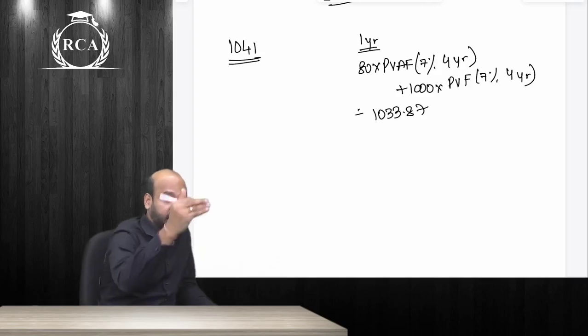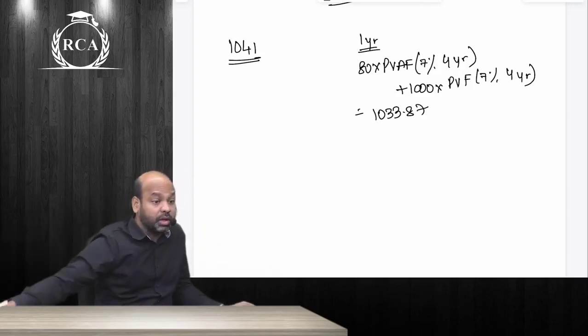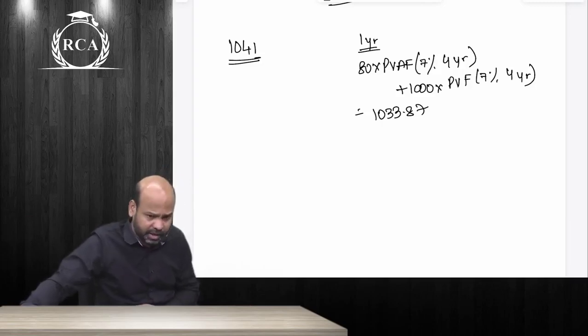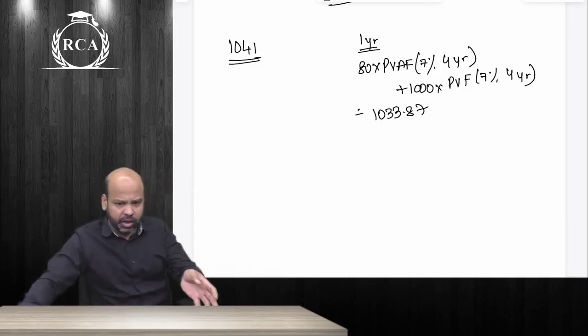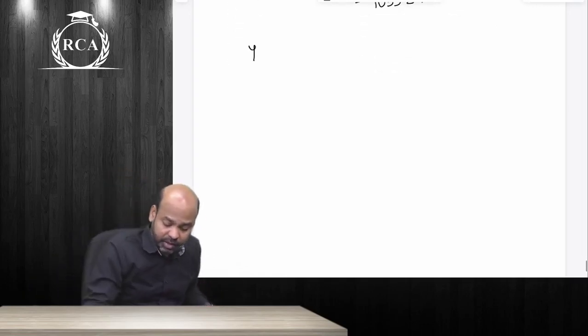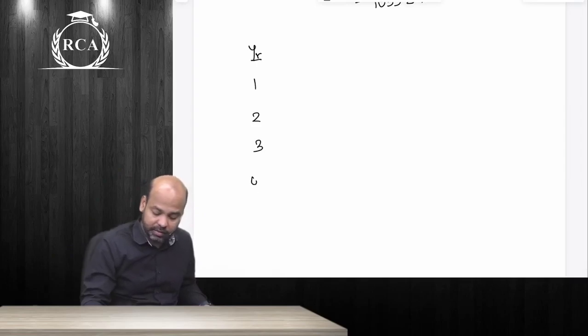1033.87. It decreased from 1041 to 1033.87. You wait for 1 more year, beta, it will reduce further by 89 rupees. Another 1 year it will reduce further by 89 rupees. Gradually it will reach 1000. You can explain this, beta, with the help of this table as well, guys.